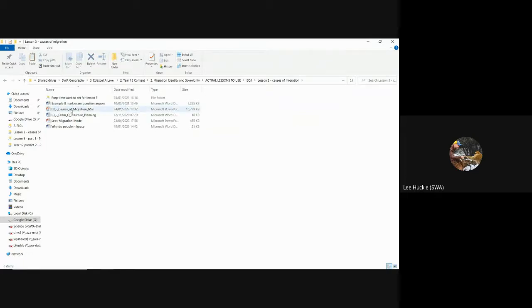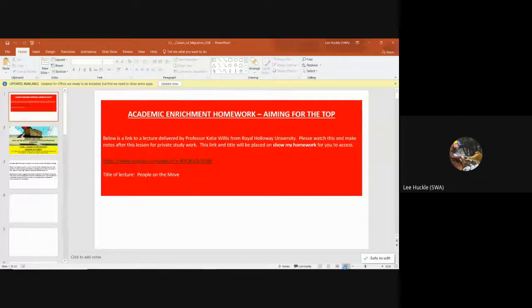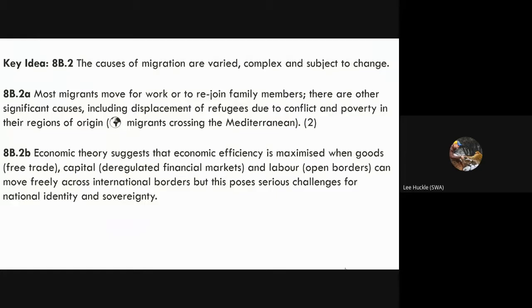Now, let's go into the lesson PowerPoint to remind ourselves of what we did. So the outcome of this lesson was to further understand, because you'd already picked quite a bit up already, the causes of migration, and then evaluate the benefits and problems as a result of that. There's the link to the spec if you want to pause and have a look.